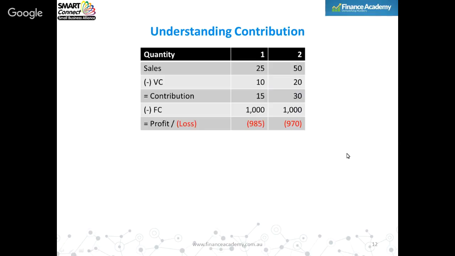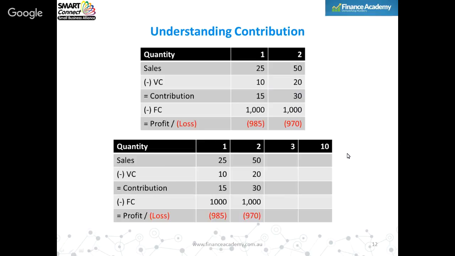Friends, I would like you now to calculate and quickly tell me how much profit or loss this business will make if it sells three burgers, and how much profit or loss will this business make by selling 10 burgers. Quickly take a paper and a pen. Some of you who are used to my webinar know that it will be an interactive webinar where I will be asking you to do simple calculation.